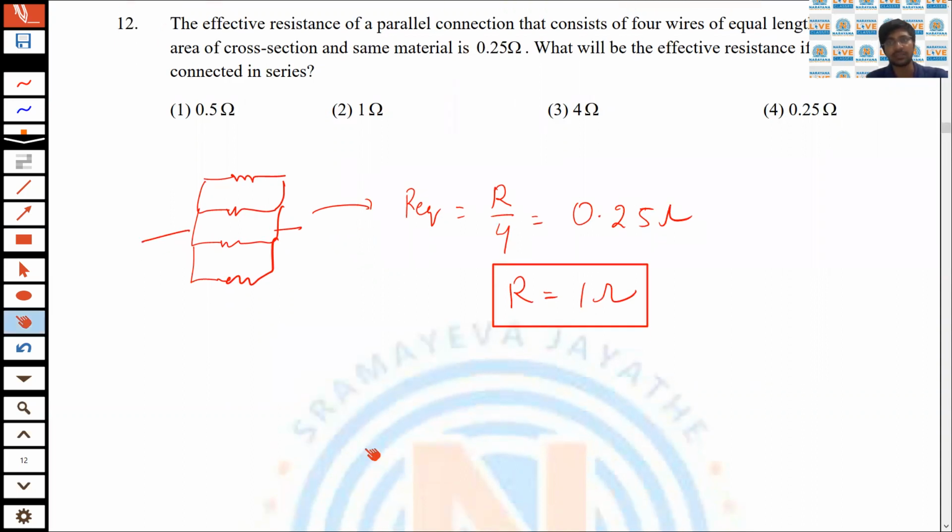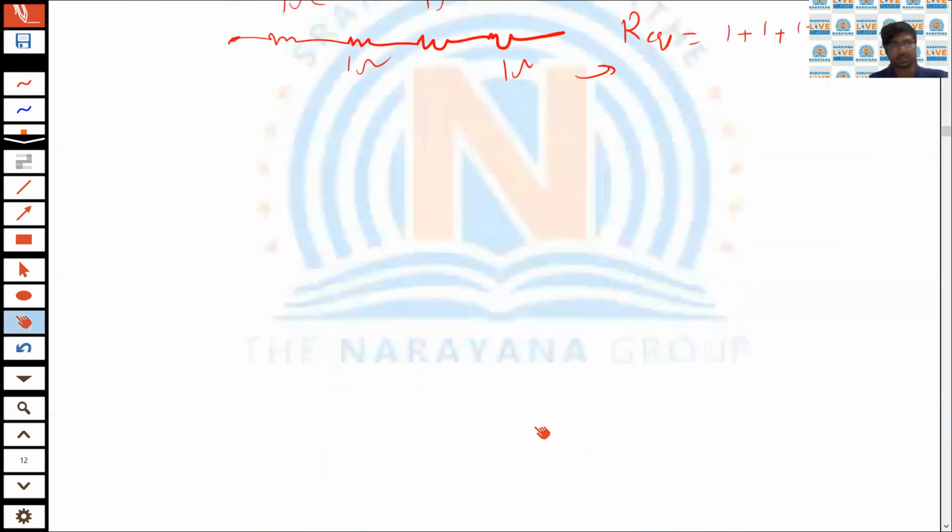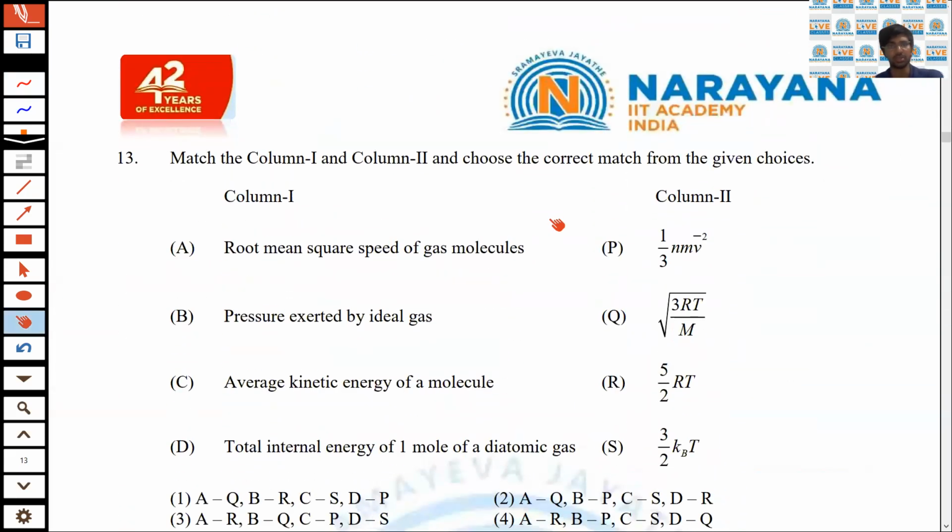So the value of each resistor is 1 ohm. Now what will be the effective resistance if they are connected in series? Now if each of the resistance is connected in series, which basically means 1 ohm, 1 ohm, 1 ohm and 1 ohm, then the equivalent resistance would be 1 plus 1 plus 1 plus 1, which basically means 4 ohms. So the correct option is the third option. All right, let's come to the 13th question.